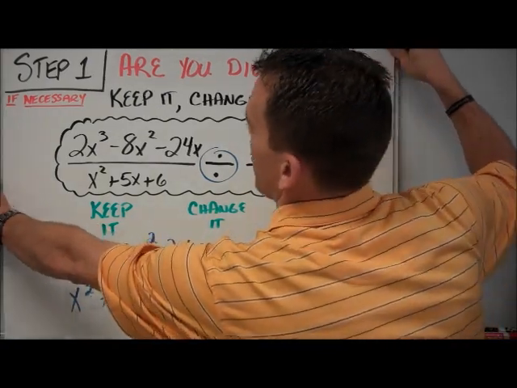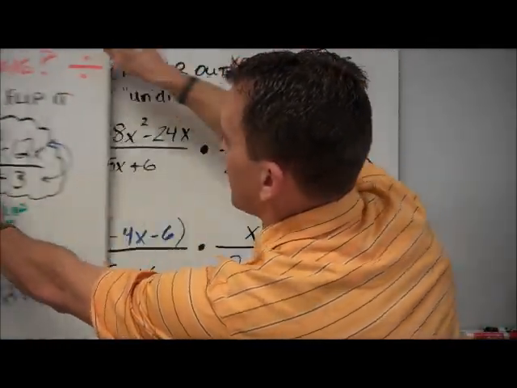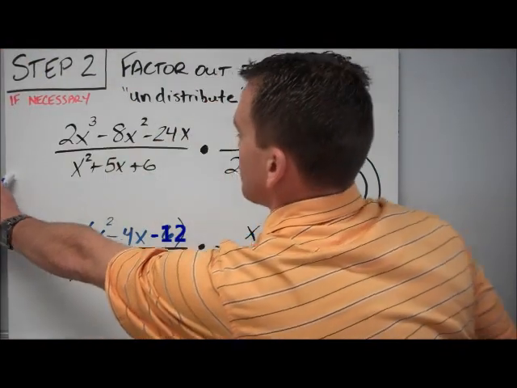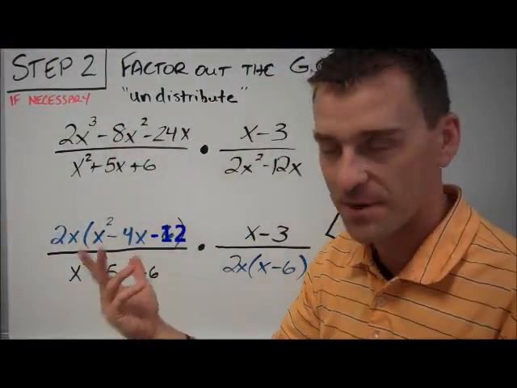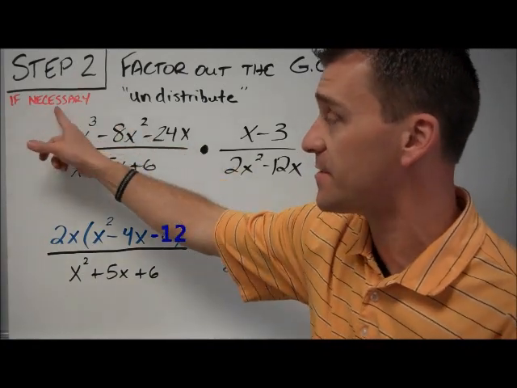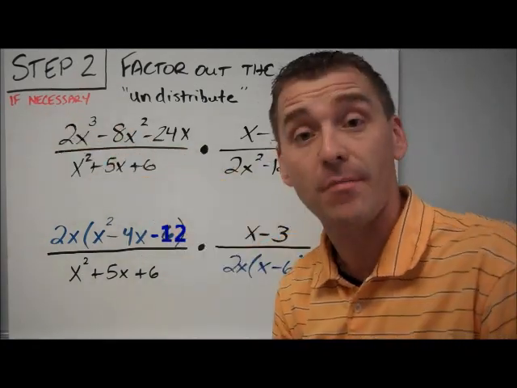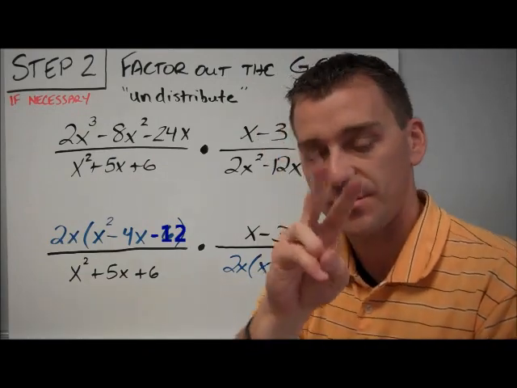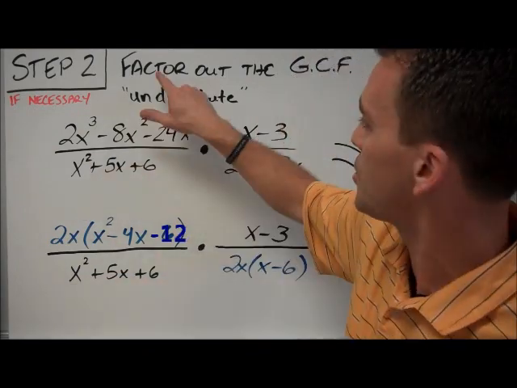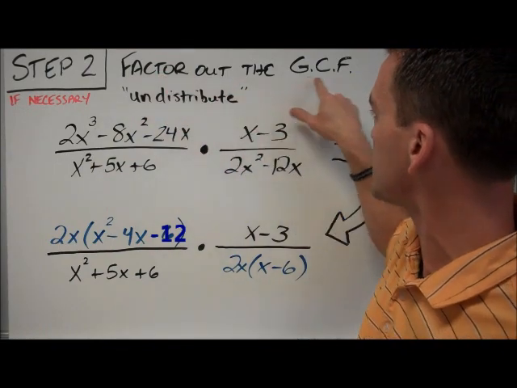Step number 2, after we keep it, change it, flip it. You're going to see this running example, how it kind of works. Here's what we just had after we kept it, changed it, and flipped it. Step number 2. Notice it says, if necessary. Again, sometimes you might not need to do this step. If not, great, you skip it. But here is step 2 that goes in your box in the graphic organizer. You're going to factor out the GCF.